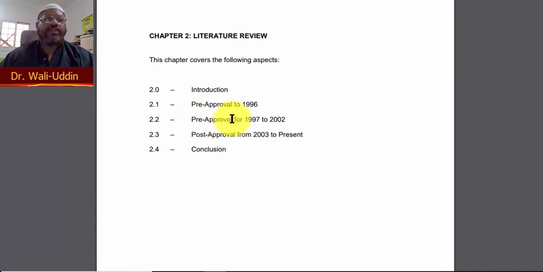So I arranged it into 3 periods: the pre-approval period up to 1996, from the pre-Islamic era to 1996, and then the approval period from 1997 to 2002. This is basically covering from 1997 to 2002, when the letters were approved and the significant developments of that. And then after that, 2003 to the present. And it's basically a logical sequence.